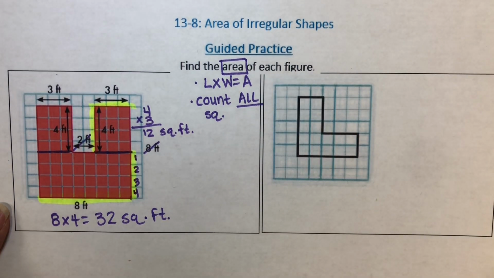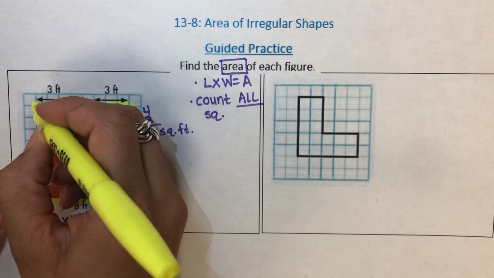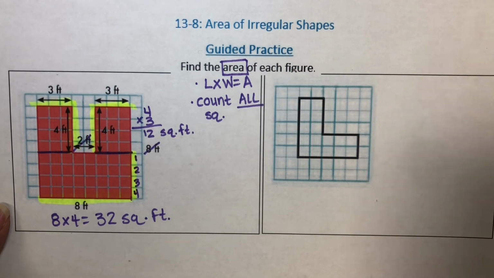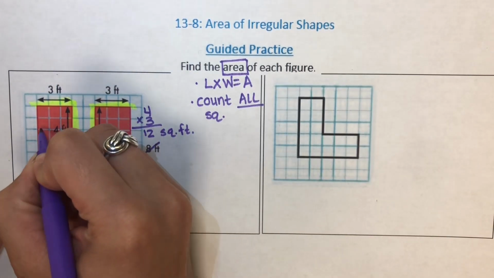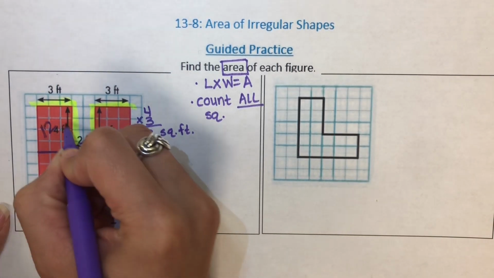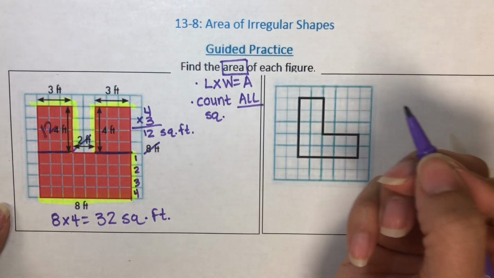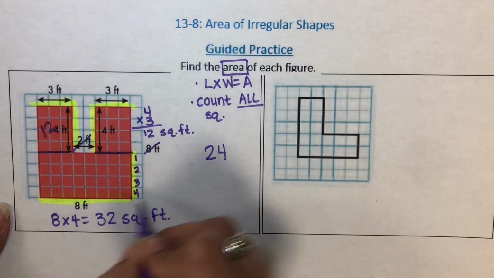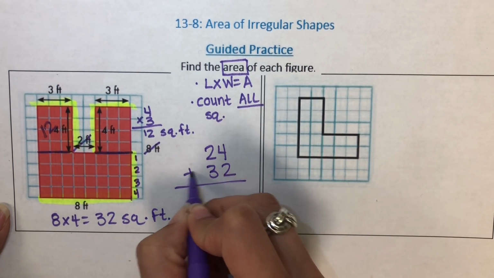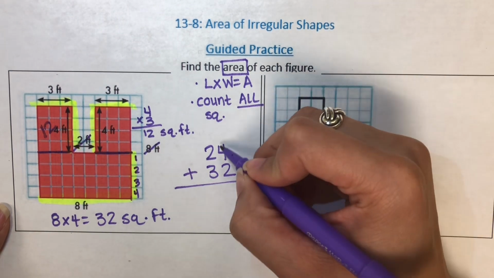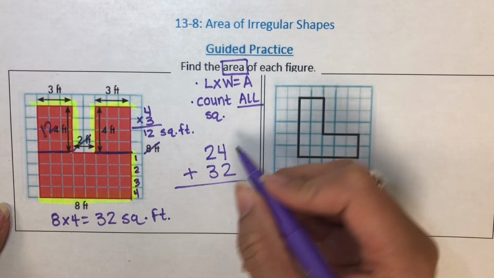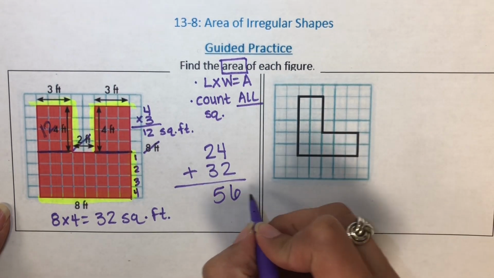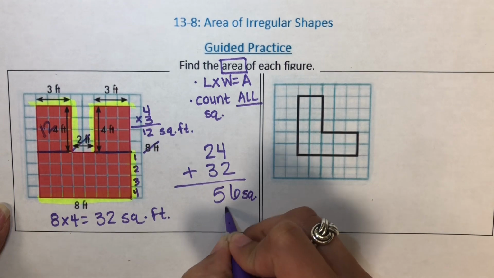FT stands for feet. And it's identical over here as well. 3 and 4. So the same thing, another 12 squares. Right here, a total of 12. 12 squares are in this area. So 12 plus 12, mental math, that's 24. Plus the 32. Adding them up, make sure I line up my numbers correctly, my ones and my tens place. 4 plus 2, 6. 2 plus 3, 5. So my answer is 56 square feet.